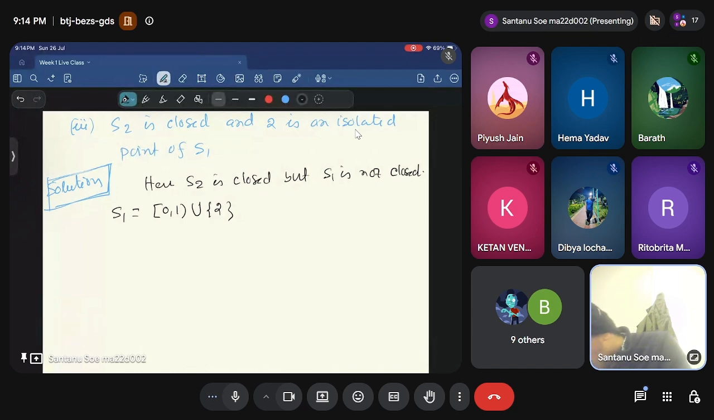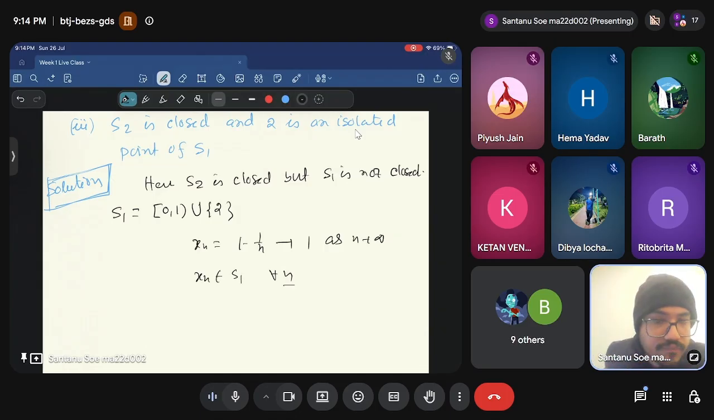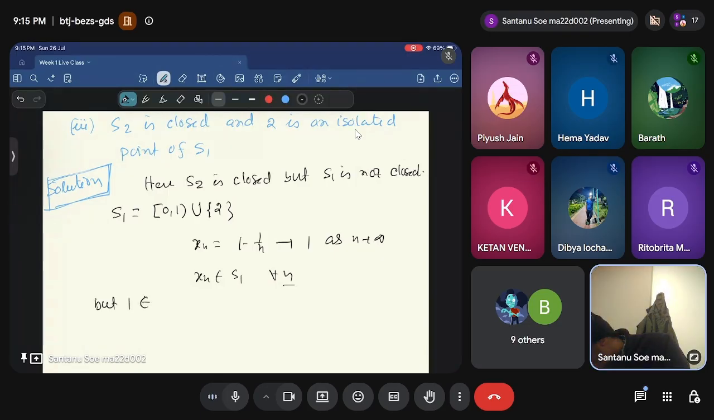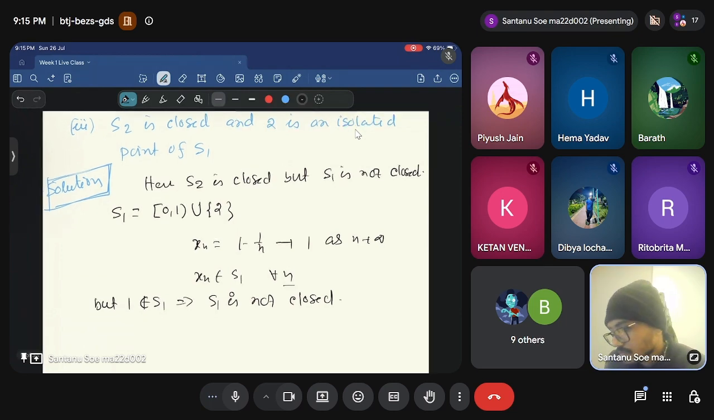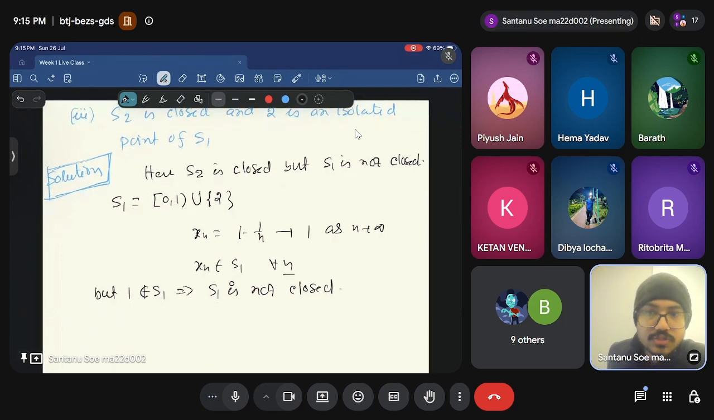So here you see, if you take this sequence, this converges to 1 and x_n belongs to S1 for all n. So we have found a sequence from S1 that is converging to 1, but 1 does not belong to S1. So this implies S1 is not closed. Okay. So we have got that S1 is not closed, but S2 is closed.